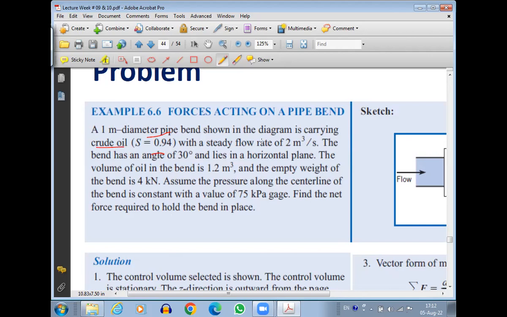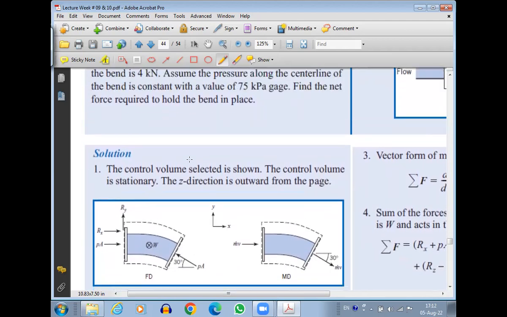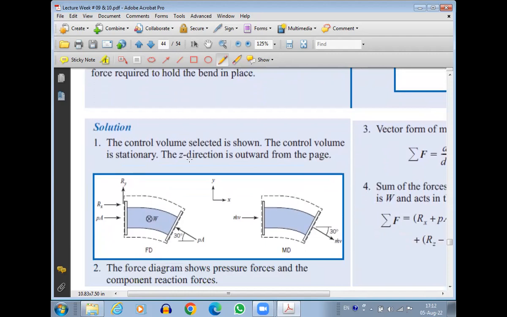With a steady flow rate of 2 meter cube per second. So that's the flow rate through this pipe bend, 2 meter cube per second. The bend has an angle of 30 degrees. Normally, how do we find out the bend angle? We look at the flow. The inlet flow was like this, the outlet flow is like this. So we see how much is the angle between the inlet and outlet, and based on that, we decide what the pipe bend angle is.